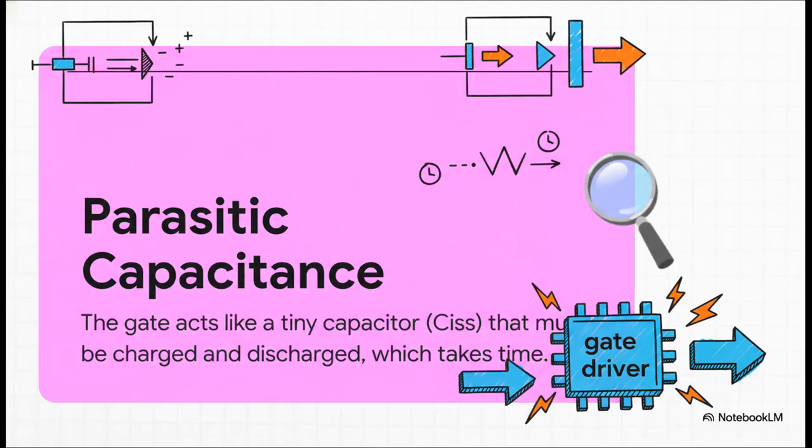First up is capacitance. The gate of a MOSFET isn't just a simple voltage input. It actually behaves like a tiny capacitor. To turn the thing on, you have to pump current in to charge up that little capacitor. To turn it off, you have to suck all that charge back out. This all takes time, which is why switching is never instant. It's also why you need powerful gate driver chips just to do this charging and discharging super fast.